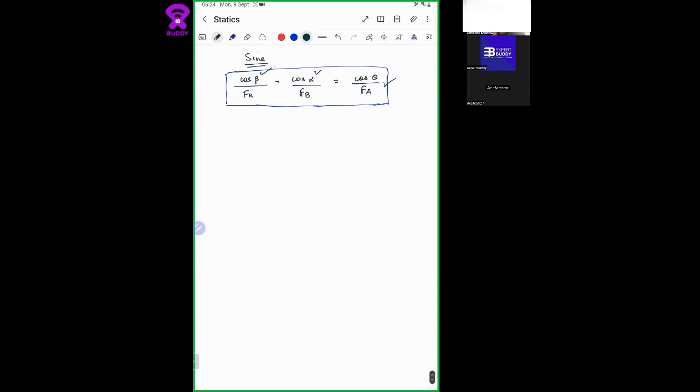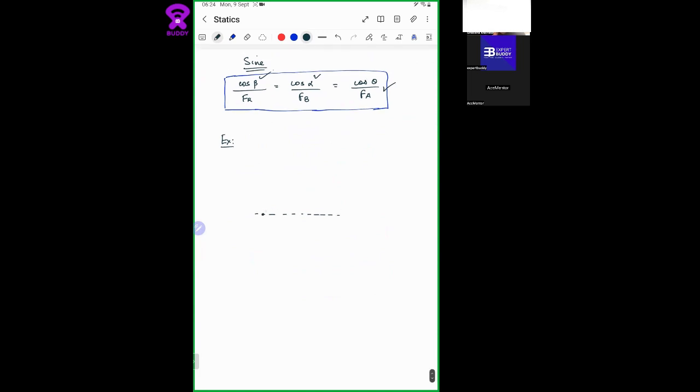So now let's see an example. Okay. So we have a point. This is the axis. And we have a force F1, which has a magnitude of 100 newtons. It is acting at an angle of 15 degrees from the horizontal axis.